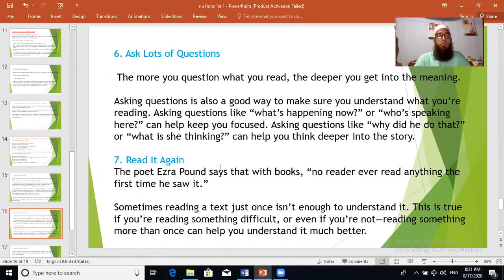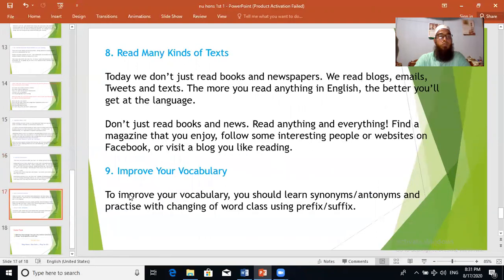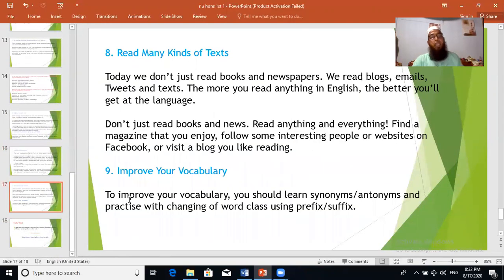Just one reading is not enough to understand any text. Especially for a comprehension passage, you need to read at least twice, and even sometimes thrice, to get the answers to all the questions. Because the first reading is just like seeing, it's not reading actually, according to Ezra Pound. Now, read many kinds of texts. Number 8 tip, and number 9 tip, improve your vocabulary.